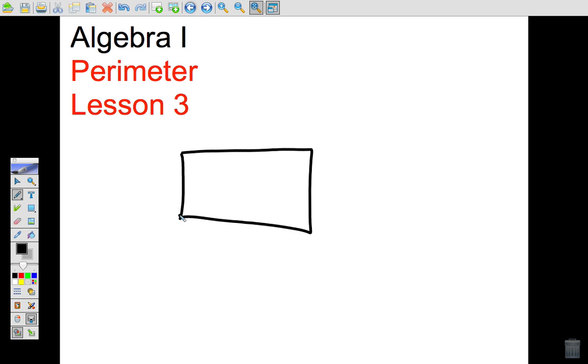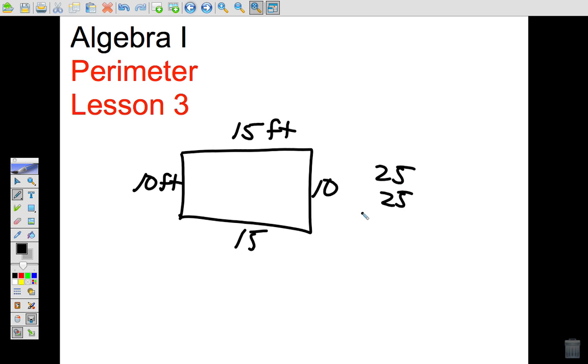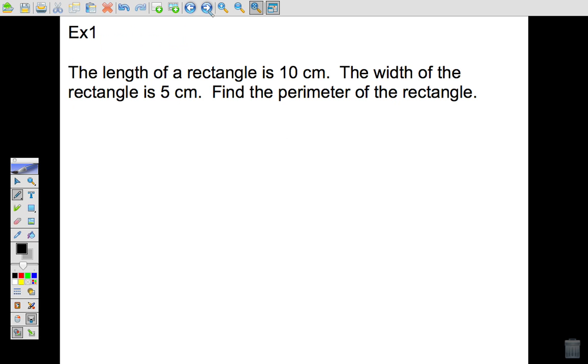So say you have a room that is 15 feet by say 10 feet. Now to find the distance around the room, you find the perimeter. So this is 15, and the ends are 10. So 15 and 10 is 25, and then add another 25, and the perimeter of the room then is 50 feet.